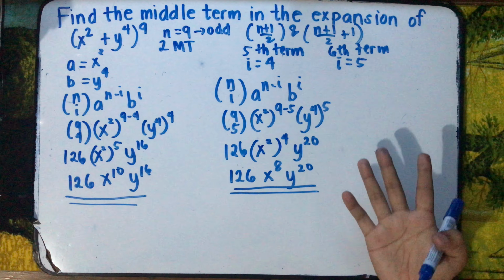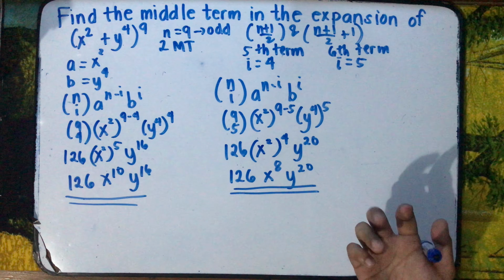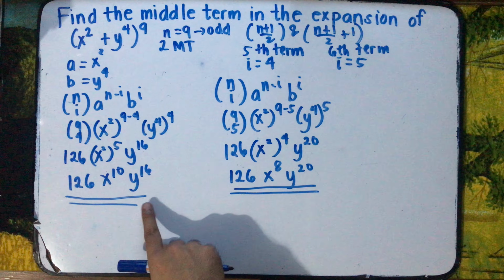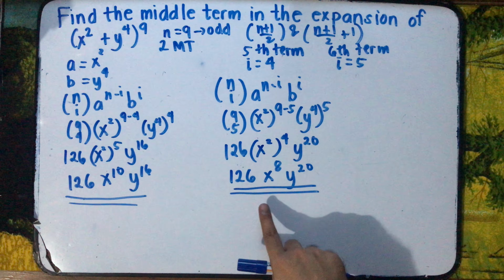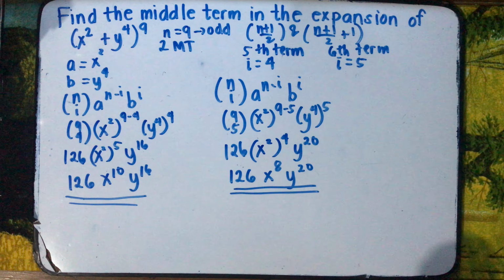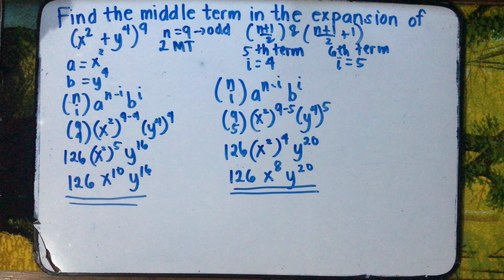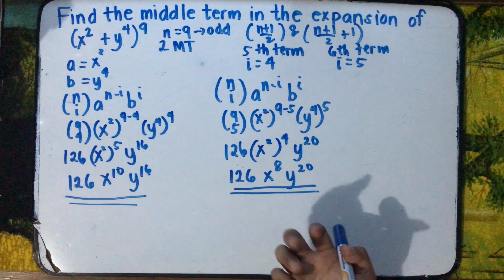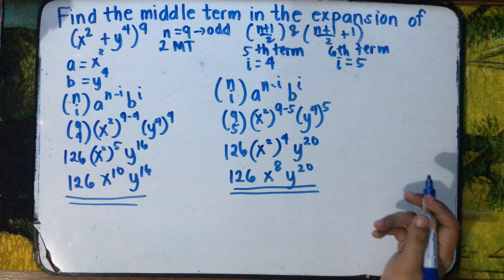Therefore, the middle terms in the expansion of (x squared plus y raised to 4) raised to 9 are 126x raised to 10 y raised to 16, and 126x raised to 8 y raised to 20. So that is how we solve for the middle terms of the expansion if n is odd. Again, if n is odd, there will be two middle terms.